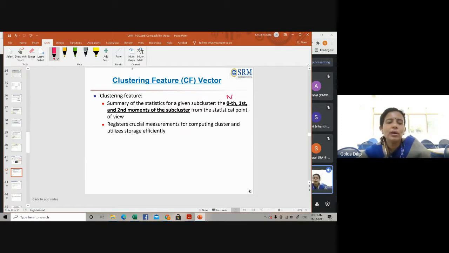N can be called the 0th moment of a cluster, then LS can be called the first moment of a cluster, then SS can be considered the second moment of a cluster. That is from a statistical point of view. So that's what your clustering feature vector is all about. It registers crucial measurements for computing the cluster and utilizes the storage efficiently.